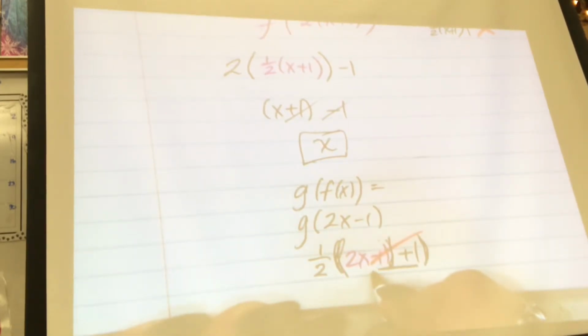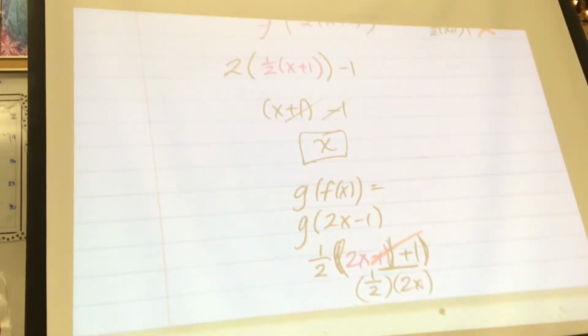Talk to me. 2x. 1/2 and then a 2x. Good job. What's half of 2x? 1. It's just x. Is that what we want? That's how I know that these two bad boys are inverses.